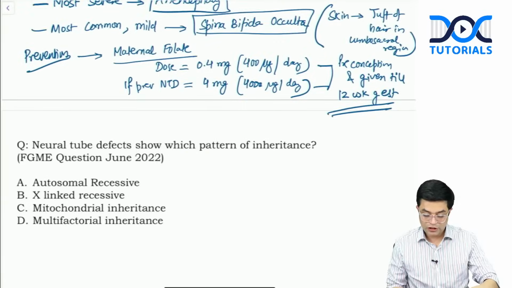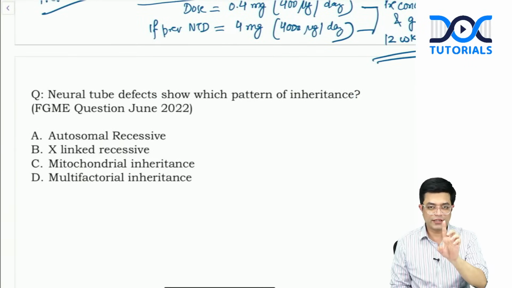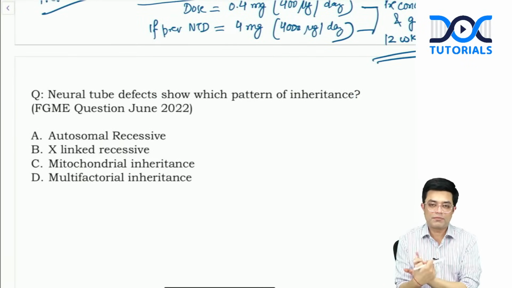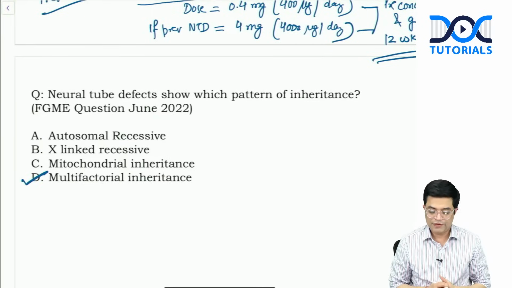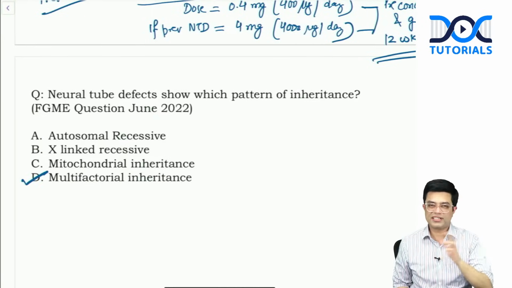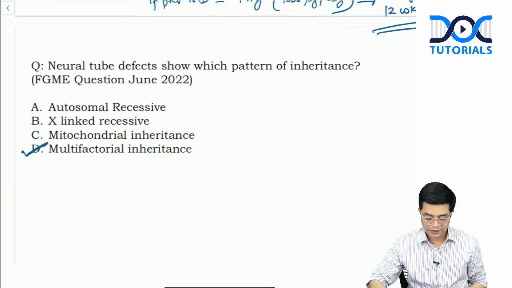Let's move further. Neural tube defect shows which pattern of inheritance? I have just told you, it is not a single reason, it is not an inherited condition, but sometimes this was the question which was asked. So the best answer among the options given is multifactorial inheritance, not a single cause. Polygenic multifactorial reason is the cause for neural tube defect.